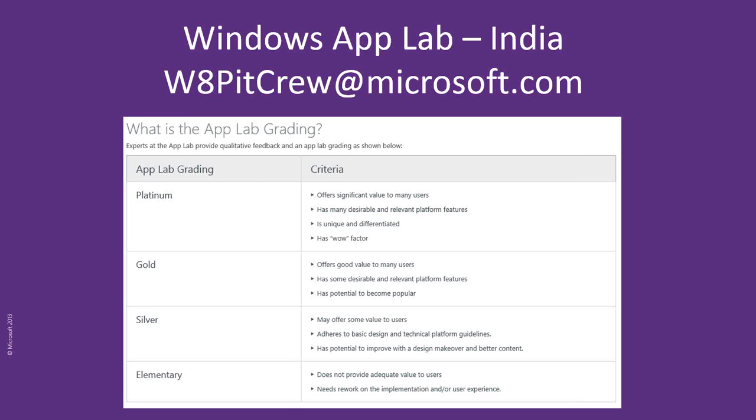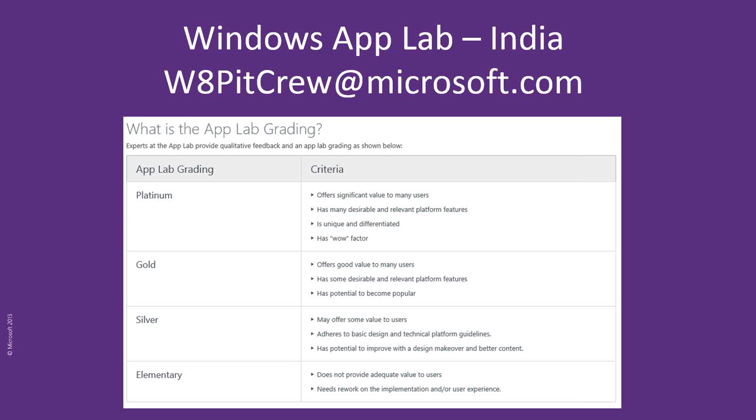And when you send your app, let's say you've been working on a Windows 8 app, and you send your app to the App Lab, what the App Lab does is it will review your app. It will give you feedback about how you can improve your app, and based on that, you can then decide which parts of the feedback to take into consideration, which parts to ignore, and so on. It's purely up to you. You can decide which parts of the feedback to implement.